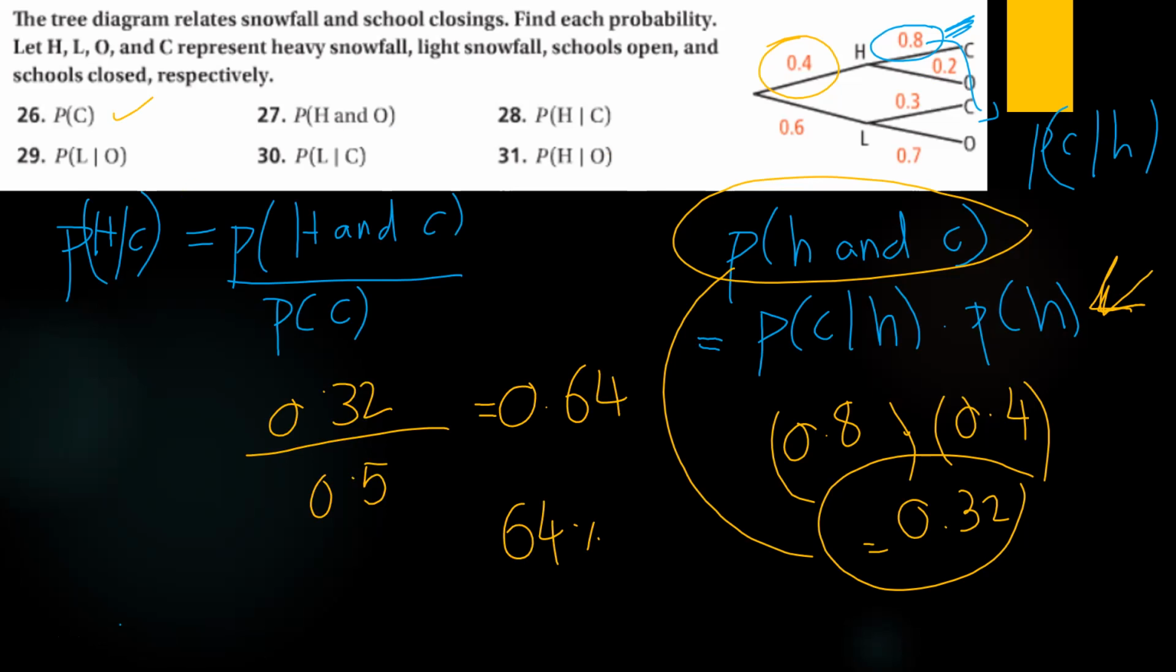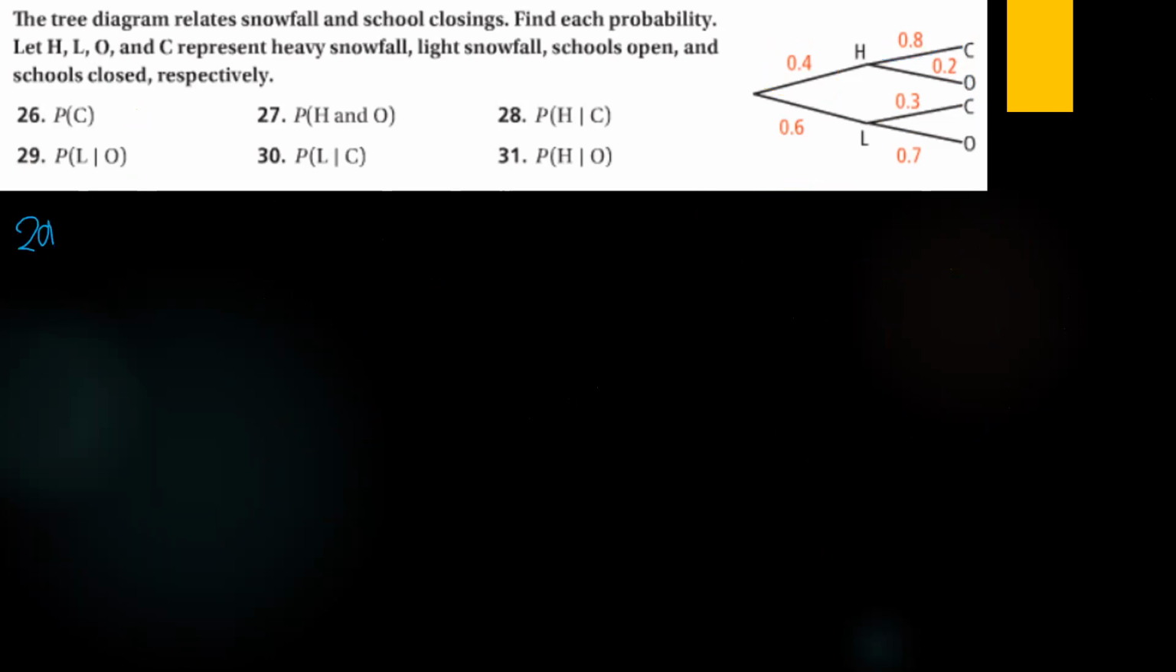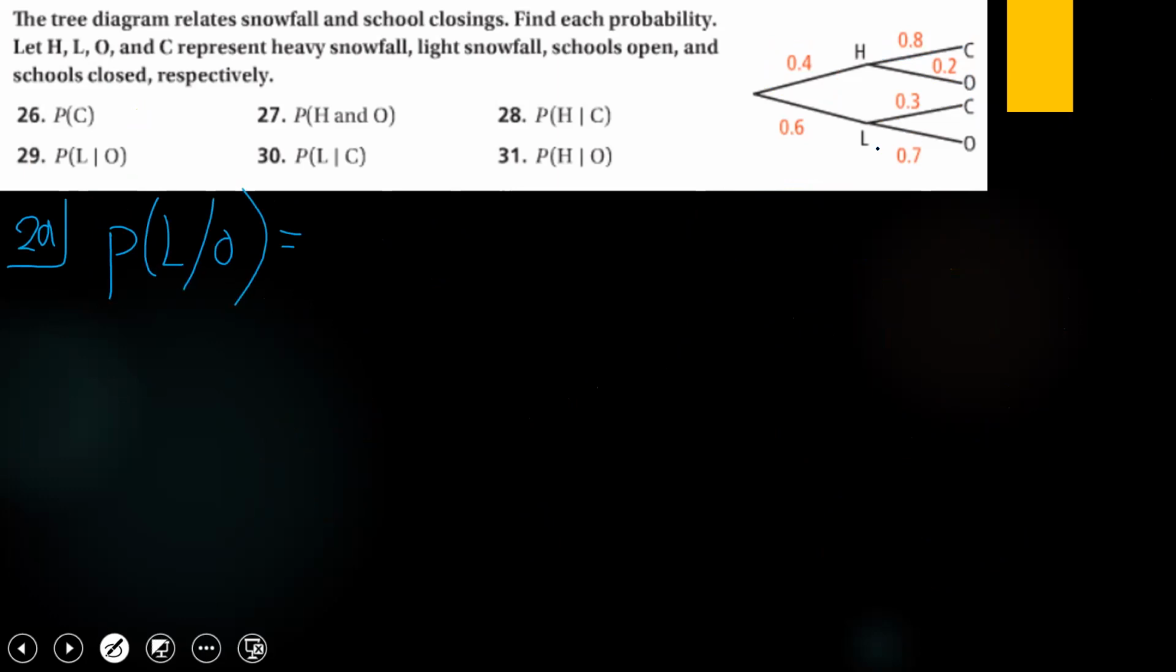Yes. Okay. Let's now solve number 29, L given O, and number 30, L given C, and number 31, H given O. 29, 30, and 31 have the same idea. Let's solve number 29. Where's the eraser here? Probability of L given O. Now here, L given O. This number 0.7 is the probability of O given L. I want L given O.